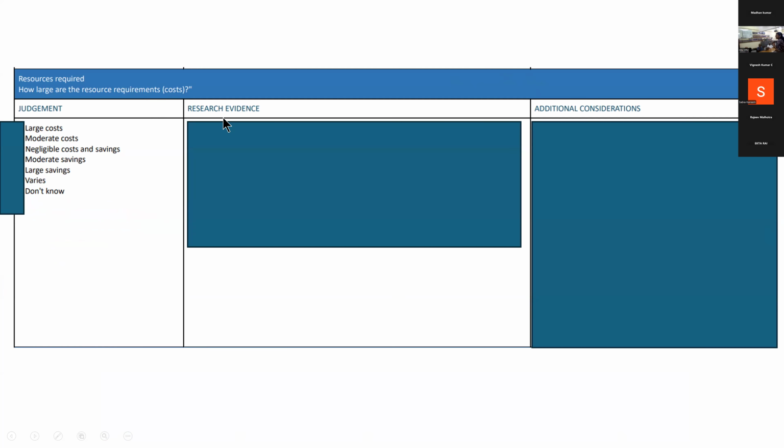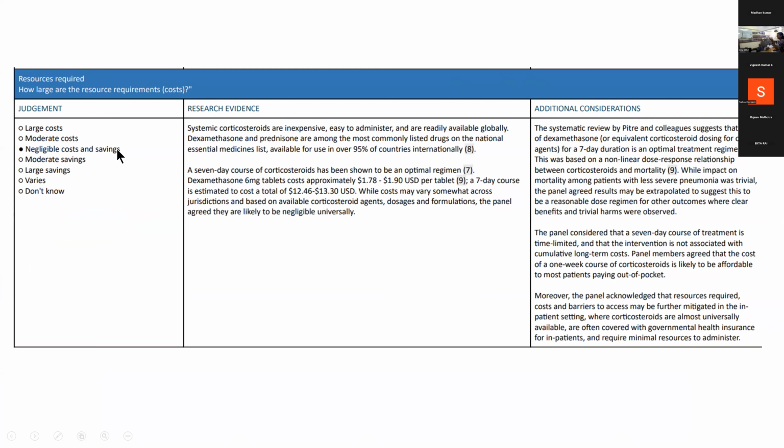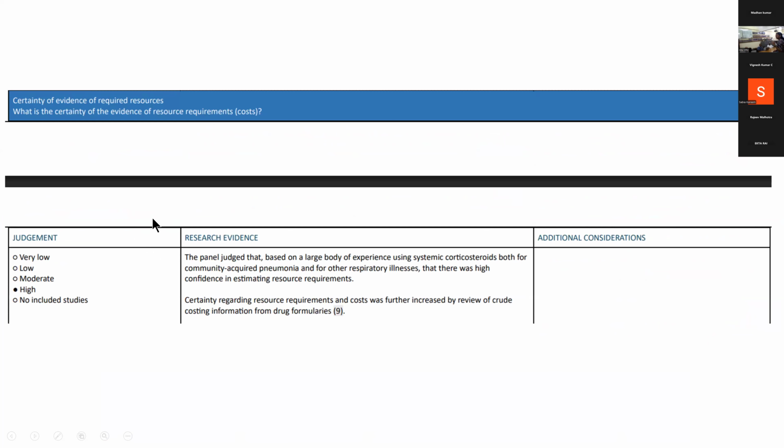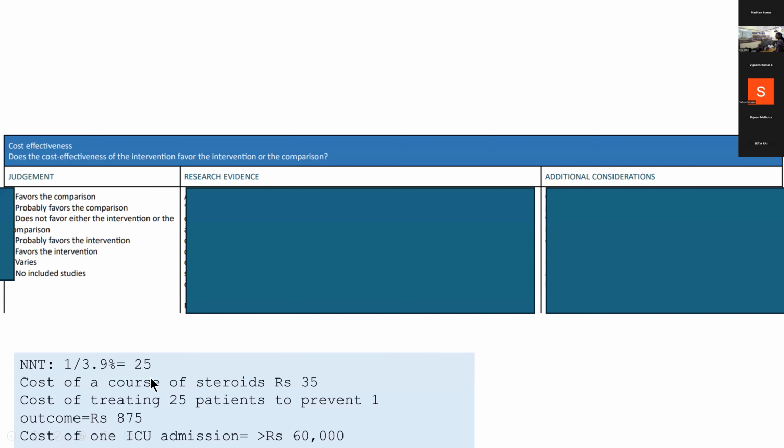Now the next part of the question is about resources. How large are the resources required for giving steroids? Do you need a lot of resources? No, we don't. So it's negligible cost or savings, right? The next question is, what is the certainty of evidence that it doesn't require many resources? High, because all of us have used steroids. We have used them in different settings. We all know the cost of steroids. So we would give this high.